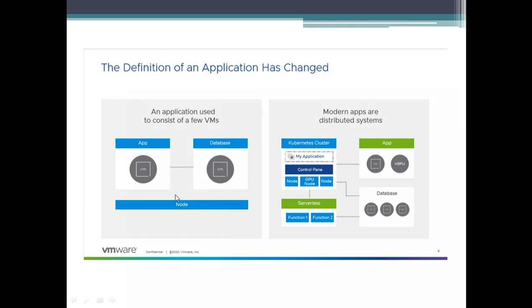As an example, if we had a monolithic application, we had an app server and a database server on a node, and that's all we used to have. But in today's world, we have modern applications which are similar to distributed systems. You have Kubernetes clusters running, nodes running, GPU nodes running, serverless functions running, and they still talk to your app server and your database servers. So it's a more distributed system. For us to be able to deliver these more efficiently, this is why Kubernetes is now baked in.